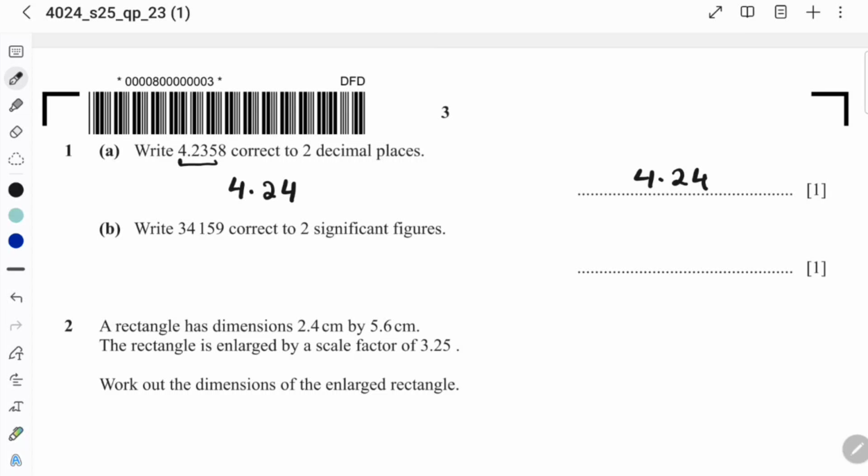Alright, so the next question is write 34,159 corrected to two significant figures. So 34 is two significant figures, but we cannot write down only 34. So we'll write 34,000 to keep the value of the number the same. This 34,000 we can read as 3 and 4 being the significant figures.